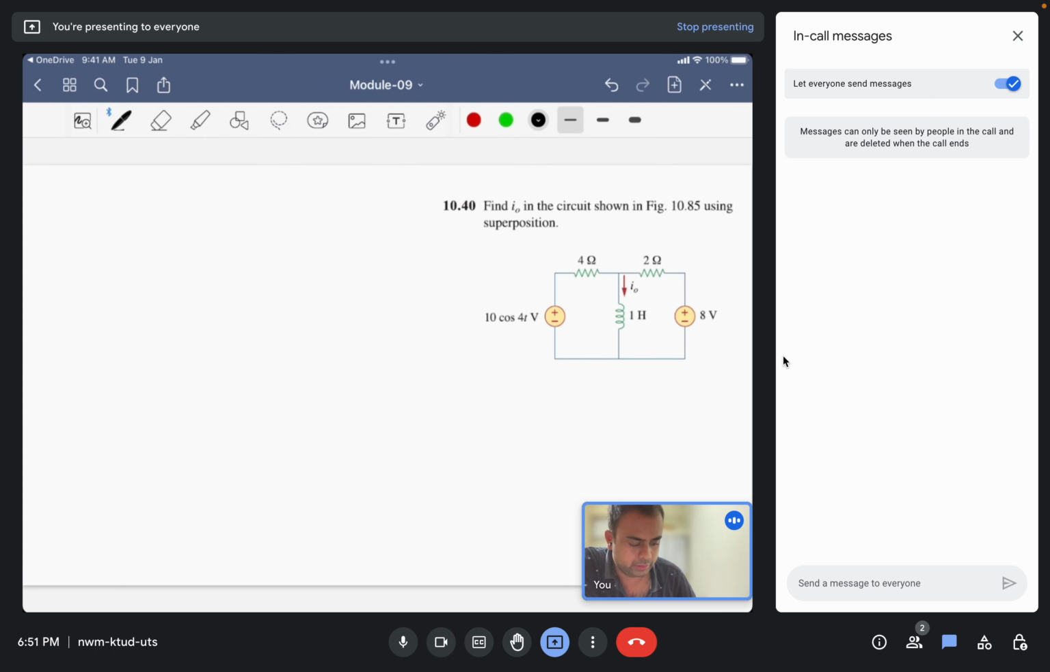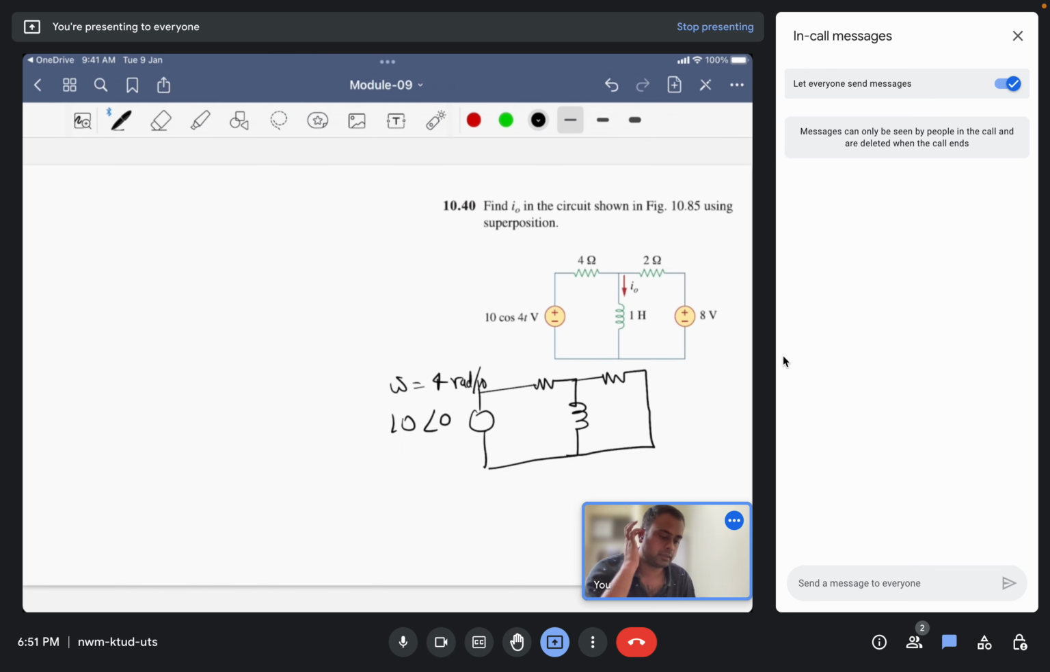With the AC source, this is 10 angle 0, frequency omega is 4 radian per second, and the circuit is connected here with a 4 ohm resistor, inductor and a 2 ohm, and this will be a short circuit. So 4 ohm, 2 ohm and 1 Henry. 1 Henry will become jL omega, that is j into 1 into 4, so j4.